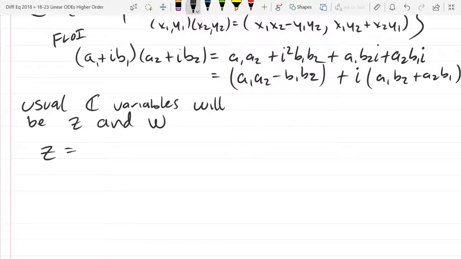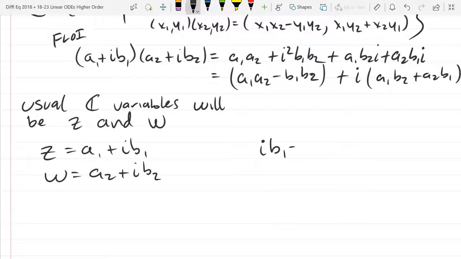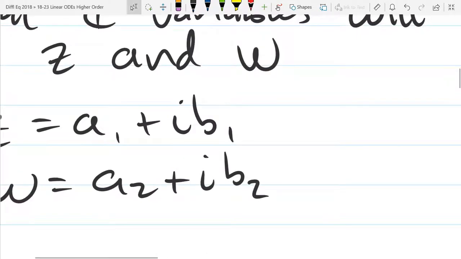So we'll use Z is A1 plus IB1, and we'll go with W as A2 plus I B2. And of course, it doesn't matter. Multiplication is commutative, so IB1 is the same as B1I. Doesn't matter which way you multiply them together. So our multiplication is commutative. So sometimes I'll write IB1. Other times I might write B1I. Just depends on how I'm feeling.